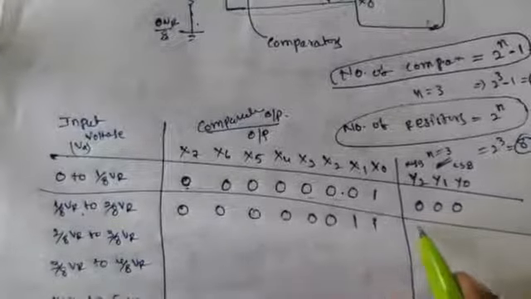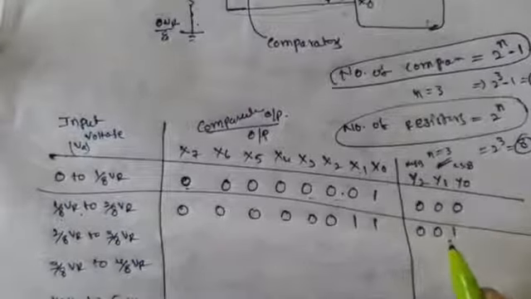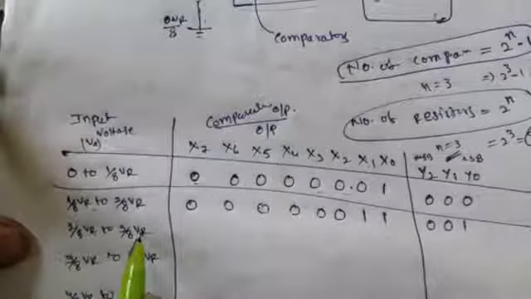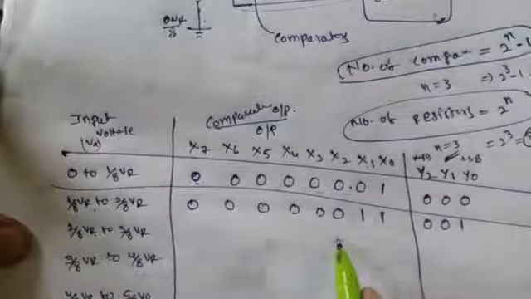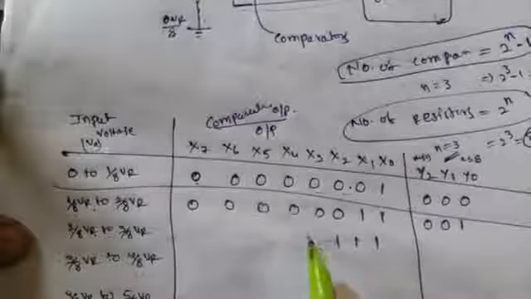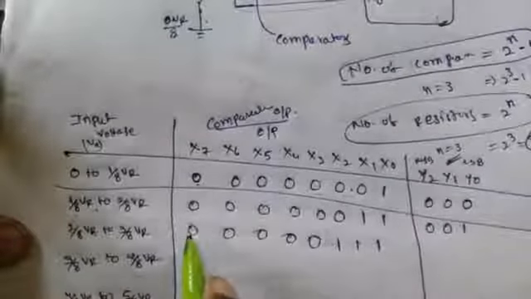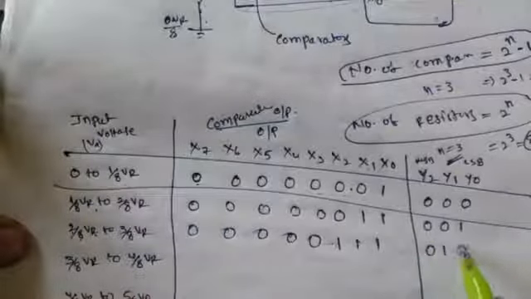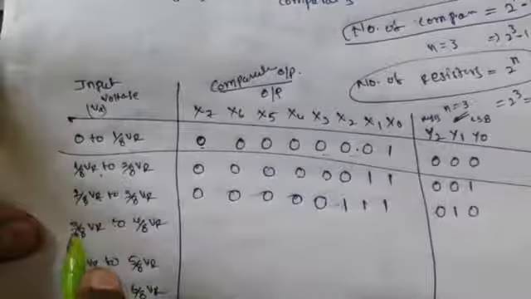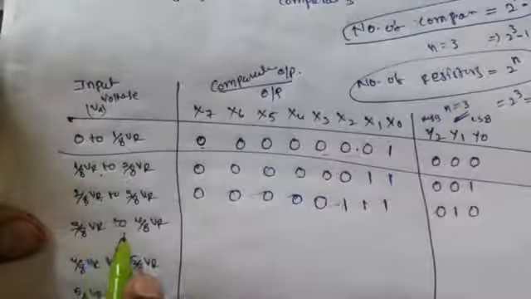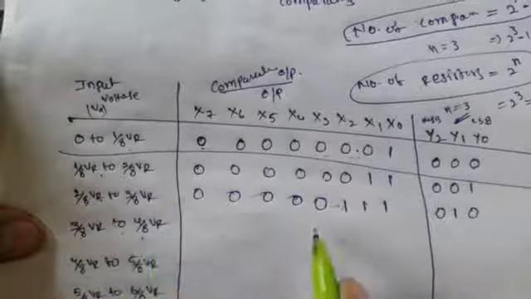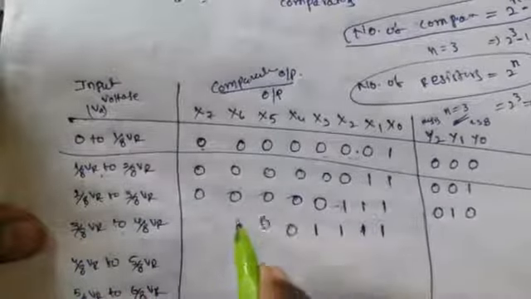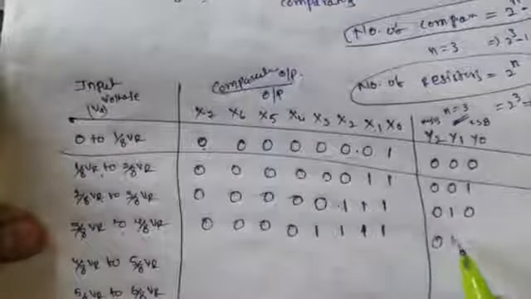This will be indicated as a digital code 0, 0, 0, 1. Whenever we are applying more than 2 by 8 VR, less than 3 by 8, the third comparator will also be activated, remaining all are 0. This code will be represented as 0, 1, 0. And whenever we are applying greater than 3 by 8 VR to less than 4 by 8 VR, then the fourth comparator will also be activated, remaining all are ones, and it will be represented as 0, 1, 1.